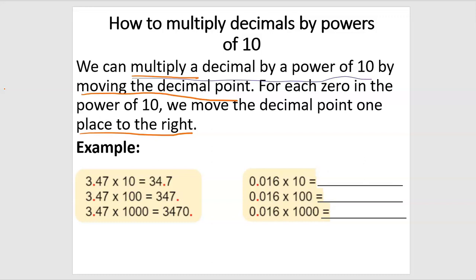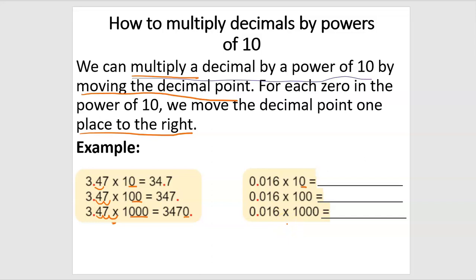So here, if I'm doing 3 and 47/100ths times 10, I have 1 zero, so I'm going to move it one place to the right and get 34.7. I have 2 zeros, 2 places, 3 zeros, 3 places, and notice how we fill in the extra place here with a 0. Fill in any empty spaces with zeros, they're placeholders. So go ahead and try the one on the right, pause the video, give it a try, and then come back and see if you can do it with us.